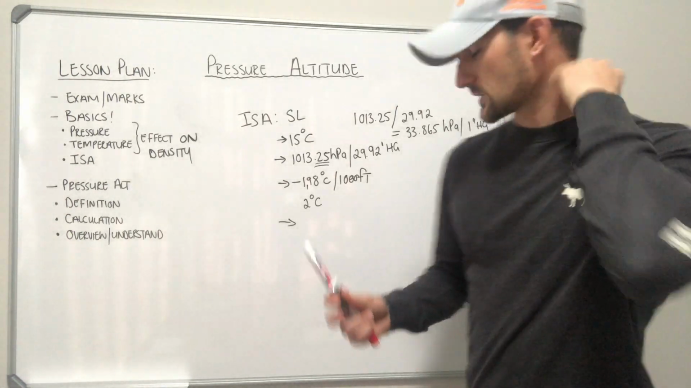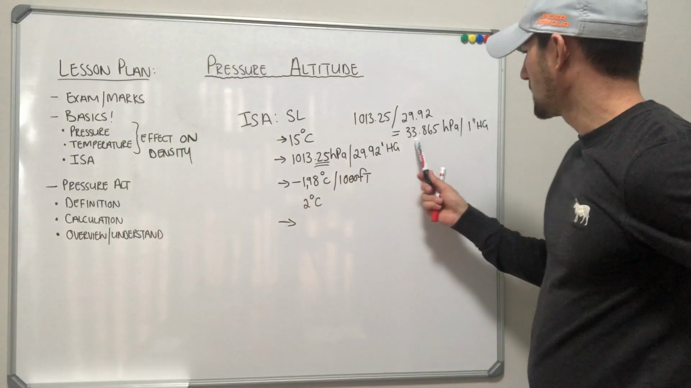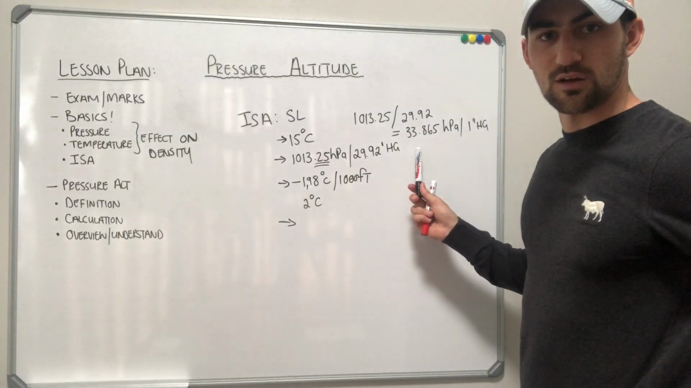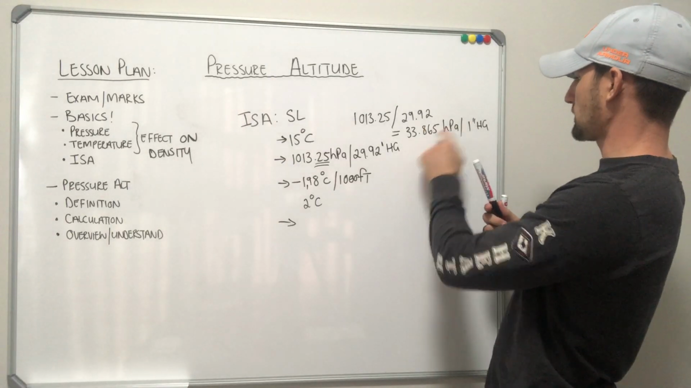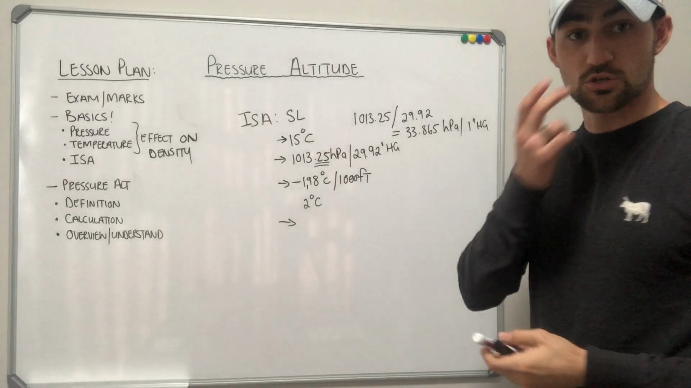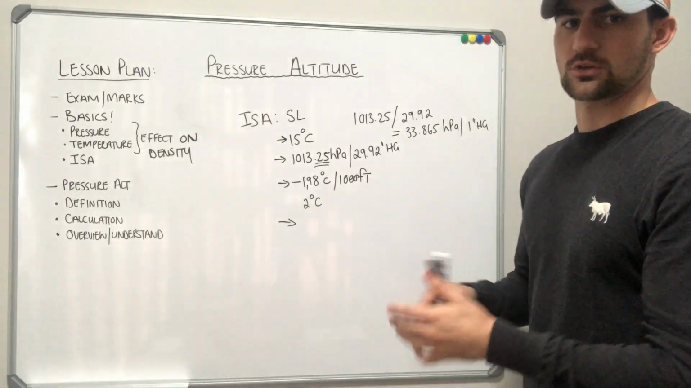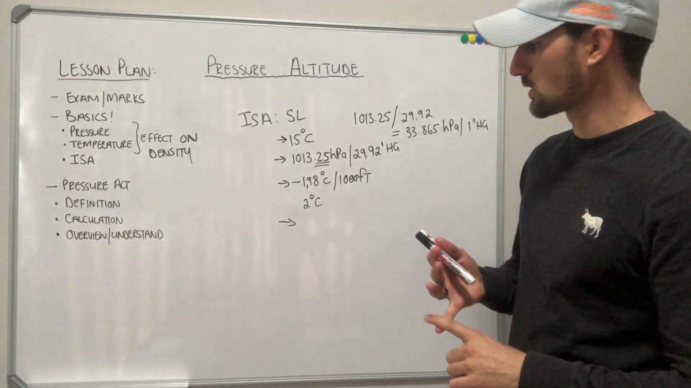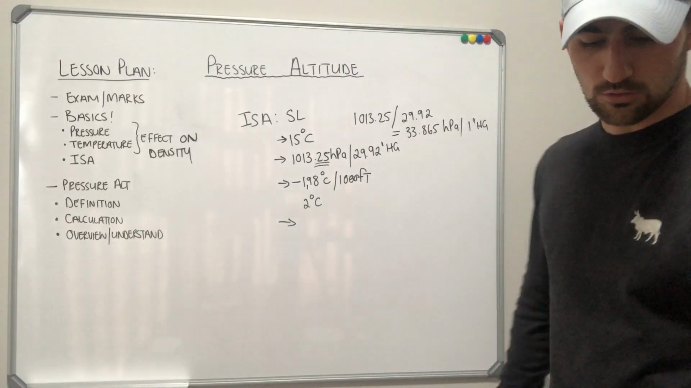hectopascal for every 1 inch of mercury. So you can see it's easy. If you know how many inches of mercury you have, you just multiply that by 33.865. And the same goes for when you want to go from hectopascals to inches of mercury, you just divide by 33.865. This is crucially important for the exam, guys. Always, when you do pressure altitude and density altitude calculations, you must work with feet, not meters, and hectopascal, not inches of mercury.